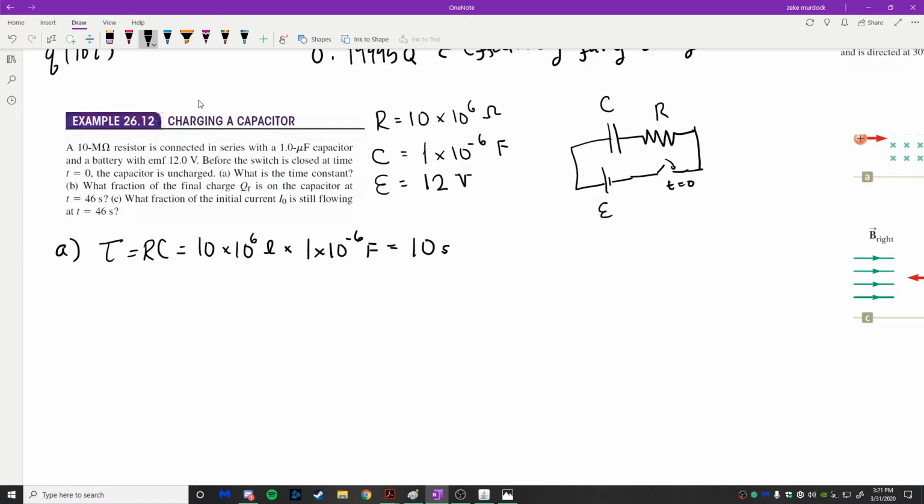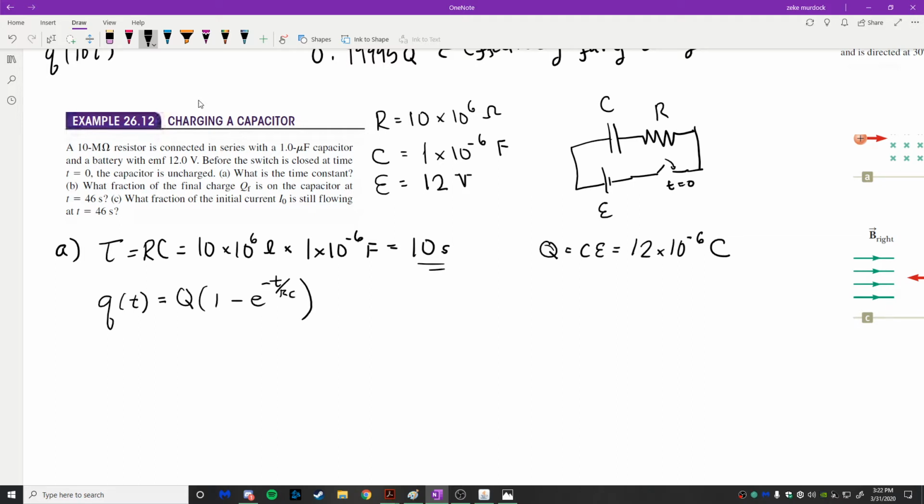All right, then it says, what fraction of the final charge Q_F is on the capacitor at t equal to 46 seconds? So here's where we need to use our equation. Our equation was that Q of t is equal to the maximum charge, which the maximum charge in the system, Q, is going to be equal to C times E, which is 1 times 10 to the negative 6 times 12, so this is going to be 12 times 10 to the negative 6 coulombs. That's our maximum charge. So Q of t is going to be that charge Q times 1 minus e to the negative t divided by R times C.